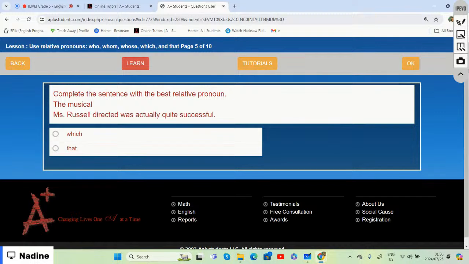Now we're going to the next one. It says the musical. Do we say the musical which Mr. Russell directed was actually quite successful? Or do we say the musical that Mr. Russell directed was actually quite successful?